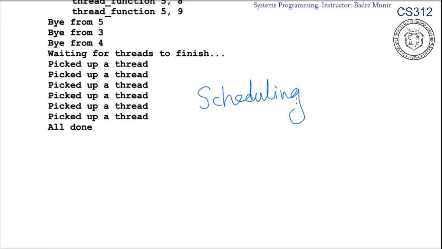The reason for this varying output is because of scheduling. Scheduling is something which is done at runtime. Therefore, this is no surprise at all.